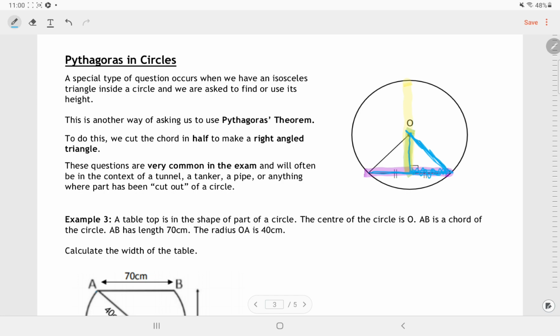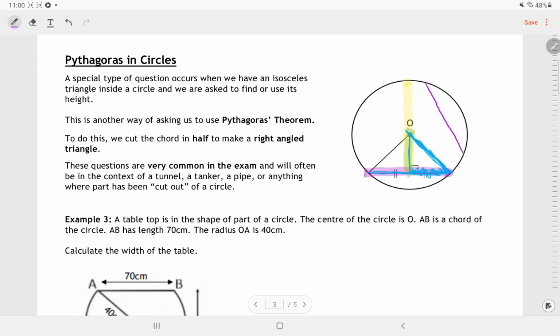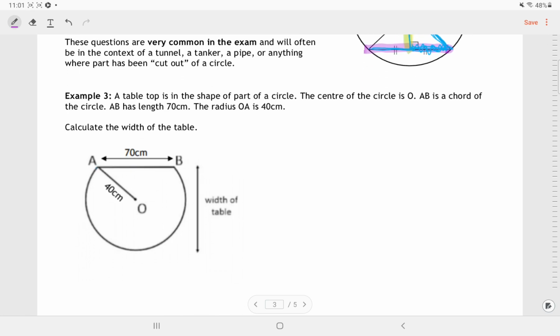A chord then, just for some definition, is a line which goes from one edge of the circumference to the other. It does not have to go through the centre. A diameter is a particular type of chord which does go through the centre. Any straight line which goes from one edge of the circumference to the other is known as a chord.